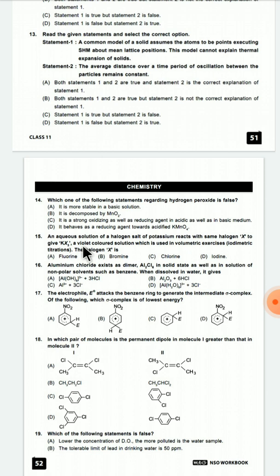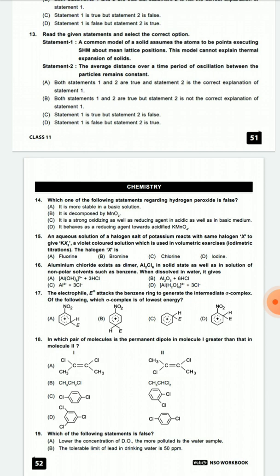Question number 15. An aqueous solution of a halogen salt of potassium reacts with the same halogen X to give KX3, a violet colored solution which is used in volumetric exercises, that is iodometric titrations. Halogen X is: option A fluorine, option B bromine, option C chlorine, and option D iodine. So we need to choose the one option which will be correct for KX3.